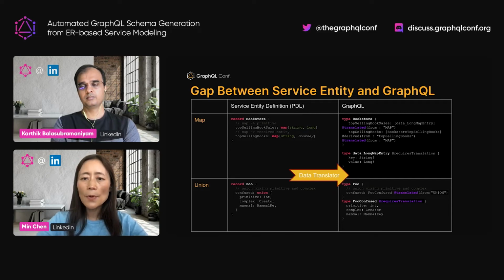And to let our runtime system know this is a translated type, we introduce a custom directive called translated in the GraphQL type system, so that our GraphQL runtime engine can figure out when to do the data translation to get data back from the microservice and comply with the GraphQL type system.